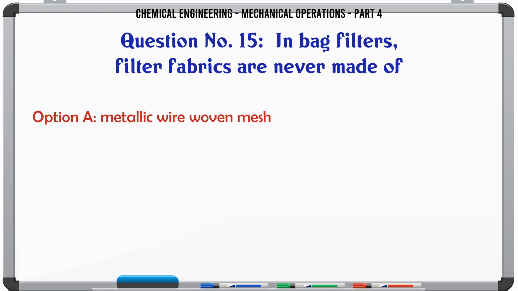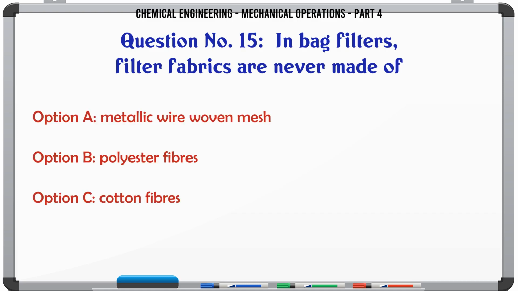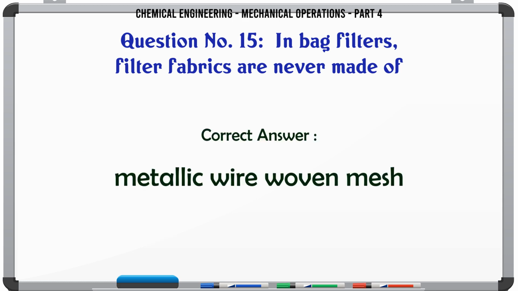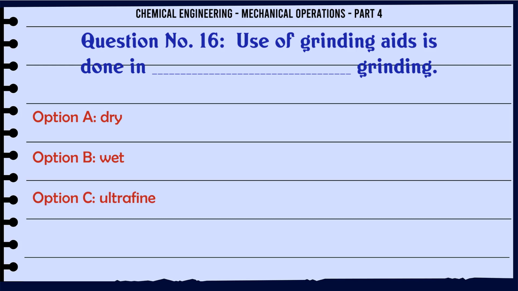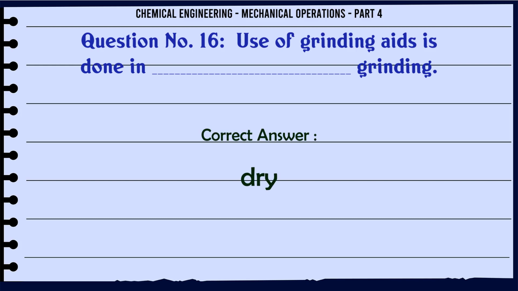In bag filters, filter fabrics are never made of A. Metallic wire woven mesh. B. Polyester fibers. C. Cotton fibers. D. Nylon fibers. The correct answer is metallic wire woven mesh. Use of grinding aids is done in grinding. A. Dry. B. Wet. C. Ultrafine. D. Intermediate. The correct answer is dry.